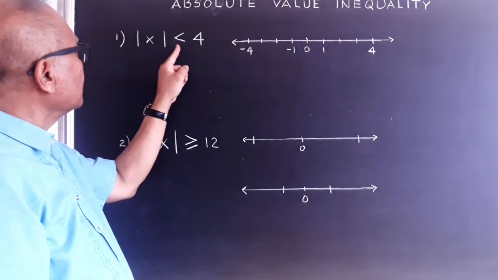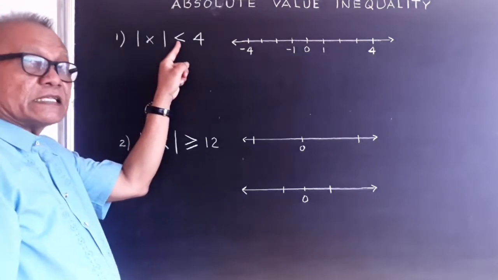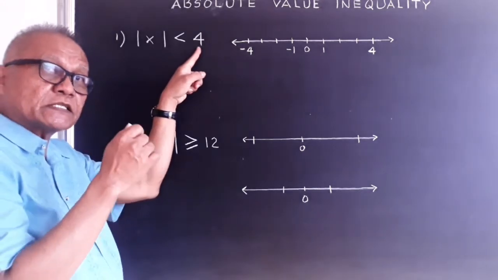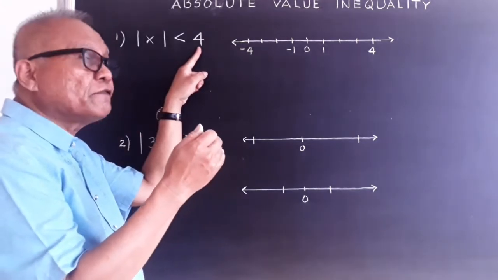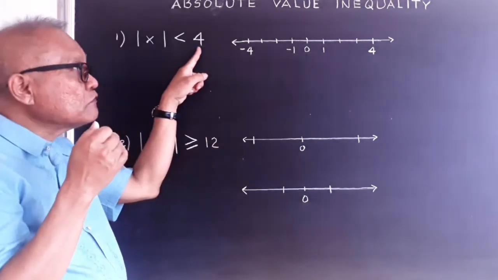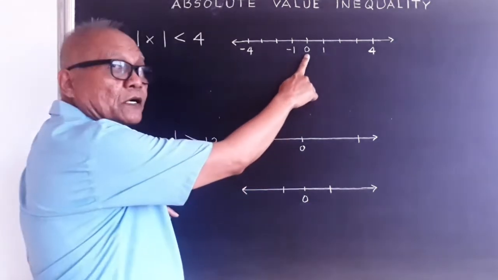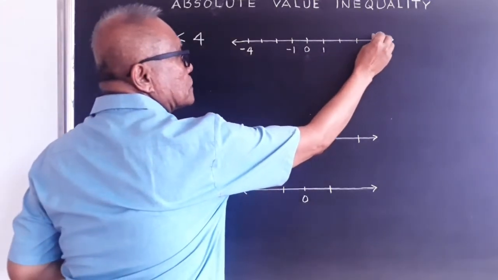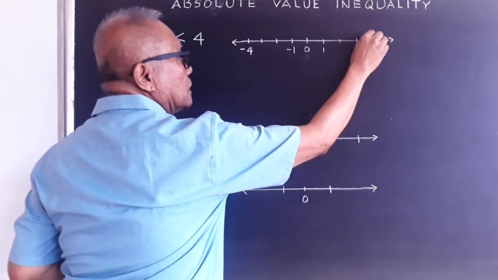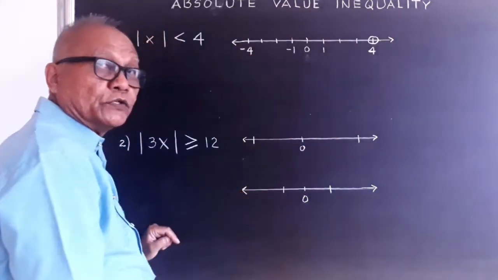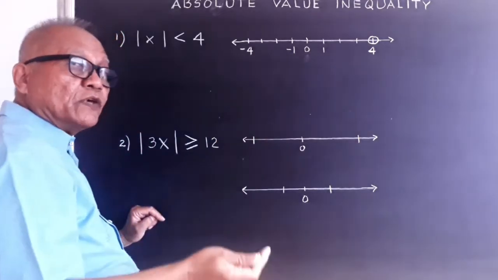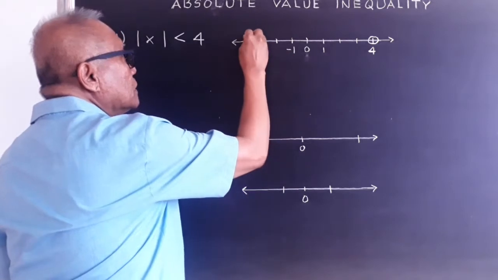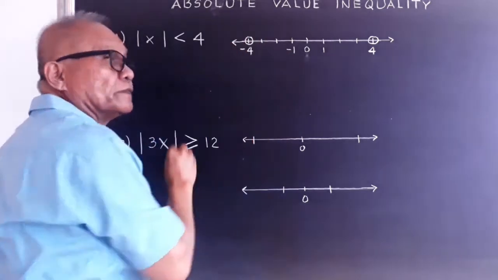So for number 1 here, absolute value of x less than 4. So we locate the 4: 4 units to the right of 0 and 4 units to the left of 0. So this is our 0. It's 4 units to the right. So this one is our 4 units from the right. And we have also 4 units to the left of our 0 here. And we have this one here.